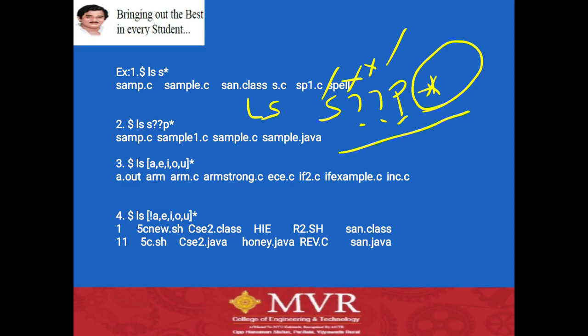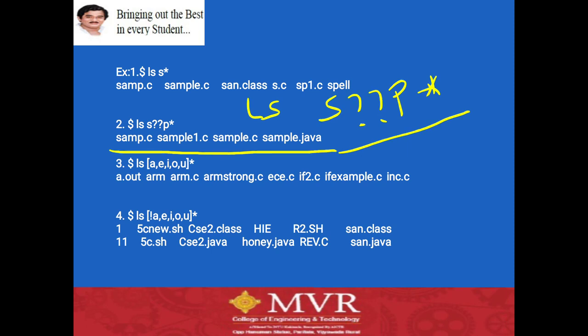After p it may have anything, any number of characters, or nothing also, it is going to display. So if you observe the output here, it displayed these files, that is samp.c, because the first letter is s and the fourth letter is p. In between there are two characters only, a and m. After that p it may be anything, so .c is there, therefore it displayed.